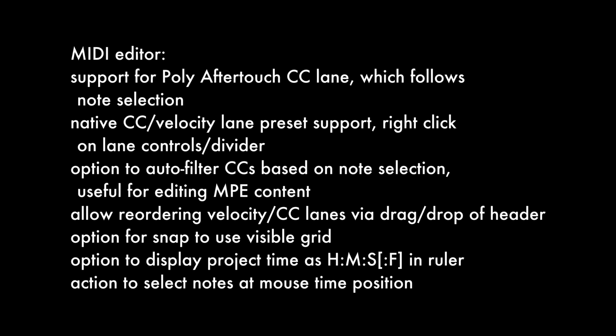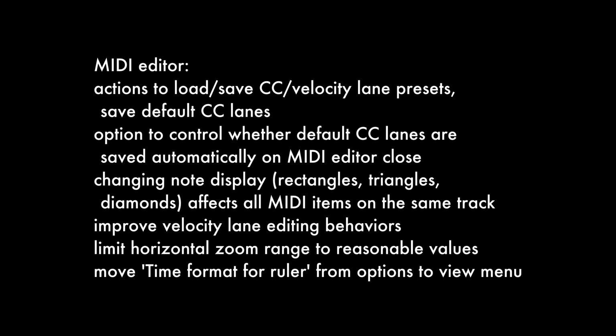Add option to display project time as hours, minutes, seconds, frames in ruler. Add action to select notes at mouse time position. Add action to load save CC velocity lane preset, save default CC lanes. Add option to control whether default CC lanes are saved automatically on MIDI Editor close. Changing note display rectangles, triangles, diamonds affects all MIDI items on the same track. Improve velocity lane editing behaviors. Limit horizontal zoom range to reasonable values. Move time format for ruler from options to view menu.